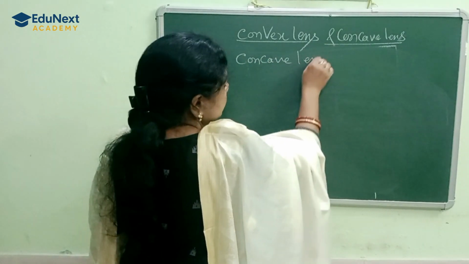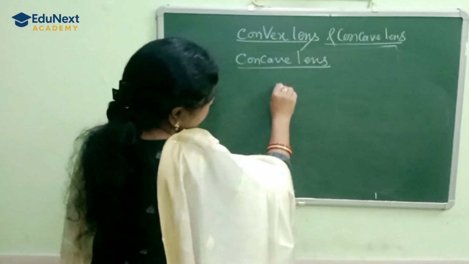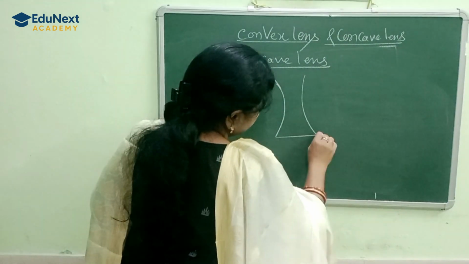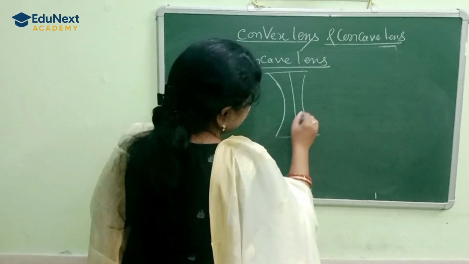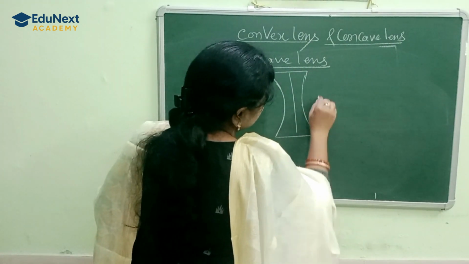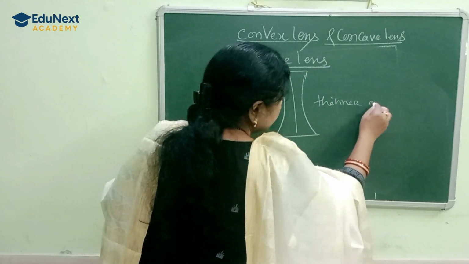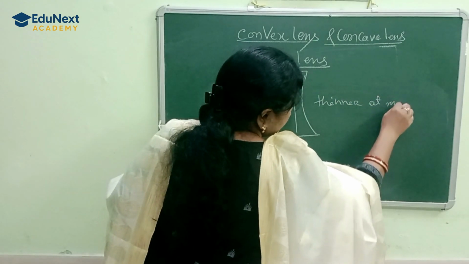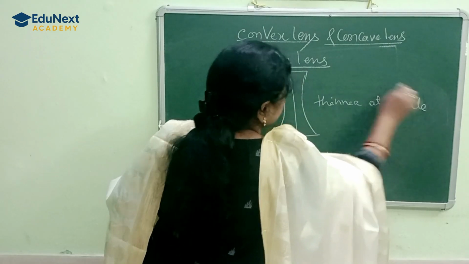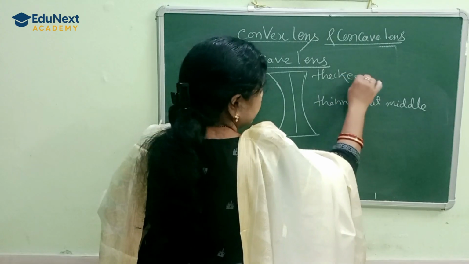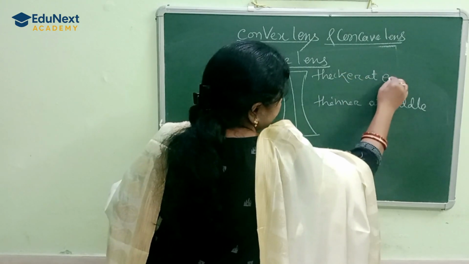This is a concave lens. The concave lens looks like this. That means thinner at the middle and thicker at the edge.